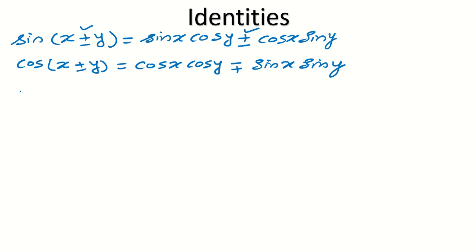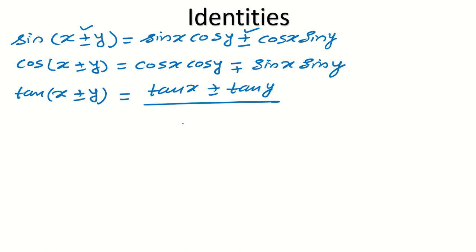Now another identity can be tan x plus minus y will be equal to tan x plus minus tan y divided by 1 minus plus tan x tan y. Okay, normally what mistake do students make here? They just change the plus minus sign up or down. So what you can remember here is, if it is plus, then in the numerator will be the same sign, plus, and whatever you have in the numerator, the denominator will have its opposite sign.